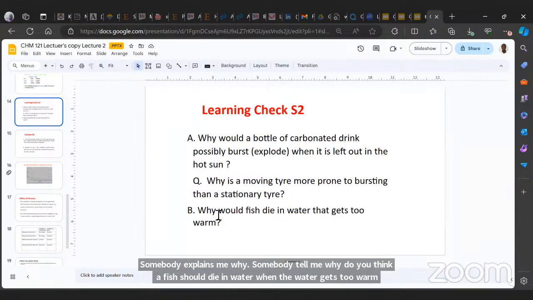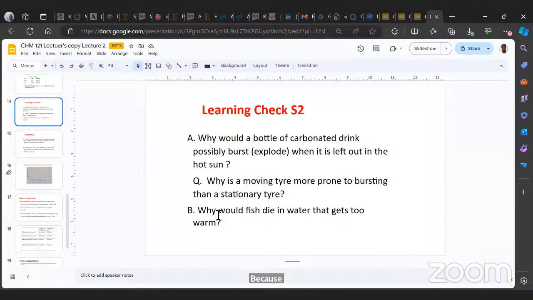Because the solubility of oxygen gas is going to reduce, and the oxygen gas will come out of the water. The fish will not have enough oxygen to breathe, and it's going to die. Correct. If you were near me, I'd have given you a high five. Thank you so much. Very intelligent answer.